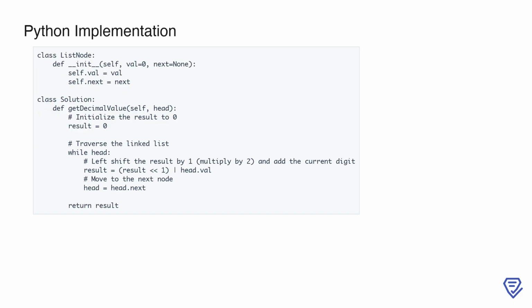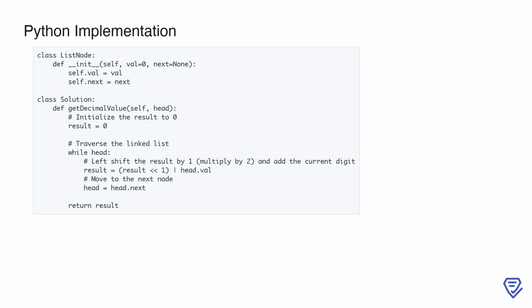5. Move to next node. The head pointer is updated to the next node in the list using head = head.next. 6. Return the result. Once the loop completes, i.e., all nodes are processed, the final result contains the decimal representation of the binary number.